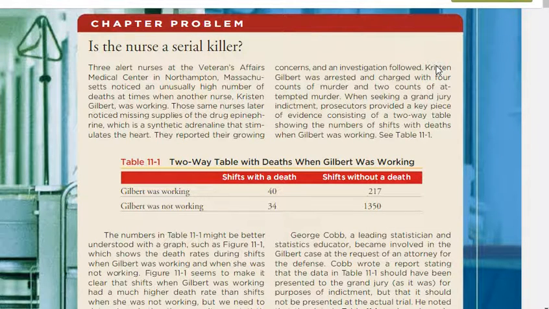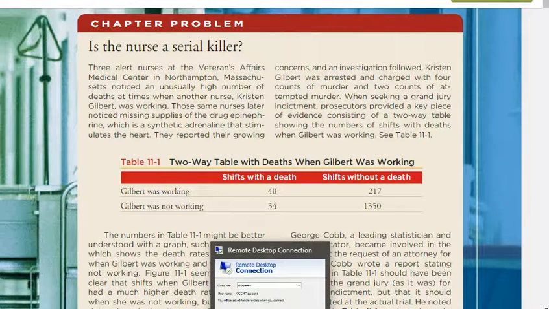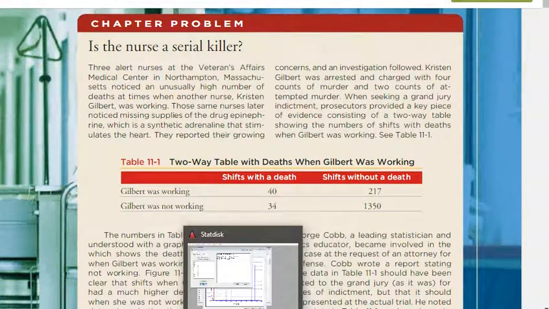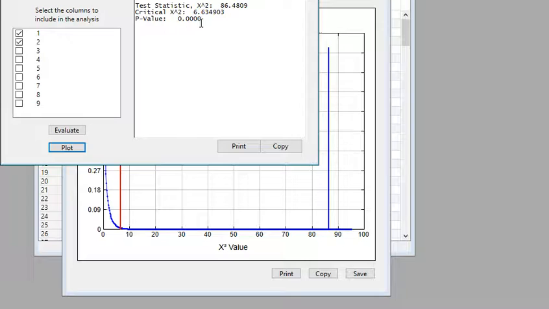So, yes, sir. In the last problem, the p-value was 0.0000. Yeah, the p-value is the basis for rejection. Absolutely. The p-value was way smaller than any of our possible alphas.